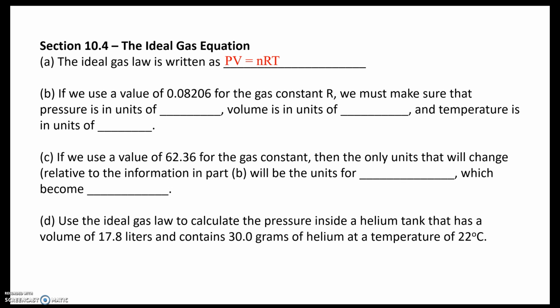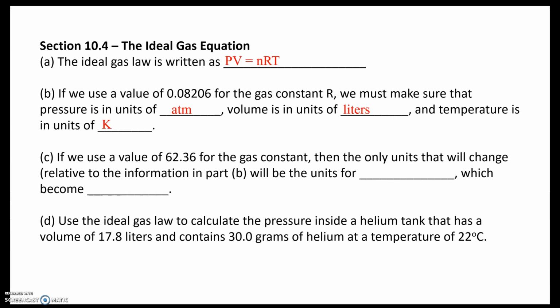If we use a value of 0.08206 for the gas constant, we have to make sure that pressure is in the units of atmosphere, volume is in liters, and temperature is in Kelvin. We're not required to use that one. That's the one that I have used the most often, but certainly you are not constrained to use that one. Feel free to use others.